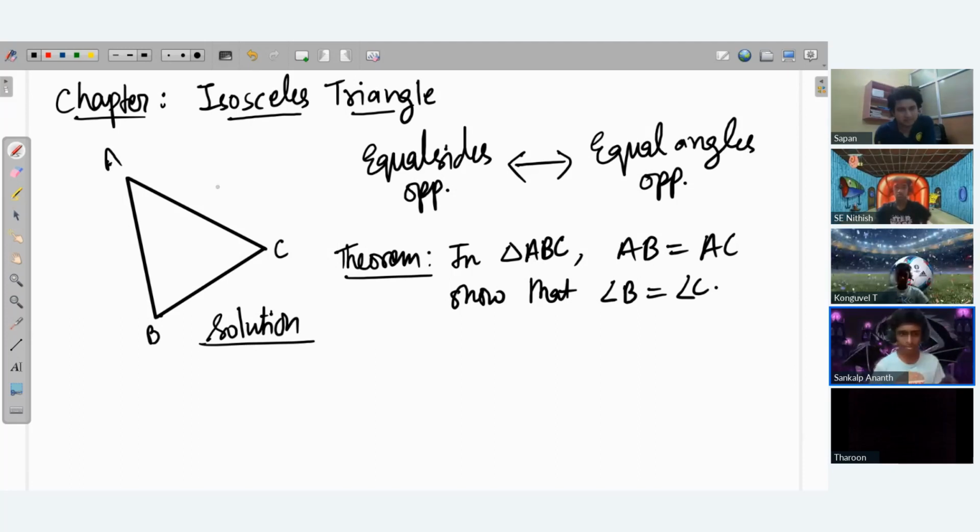You missed a point. The baseline should be a straight line. Then only it'll be a triangle. It's a triangle, what do you mean? Okay.